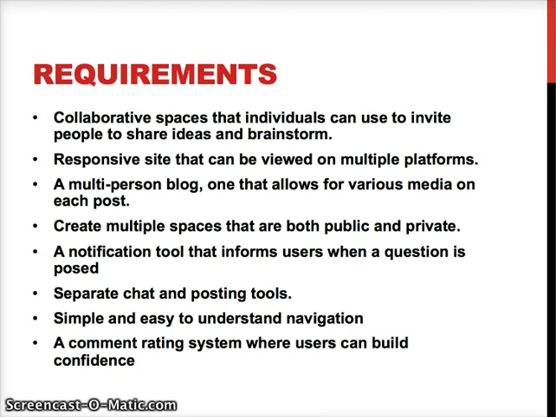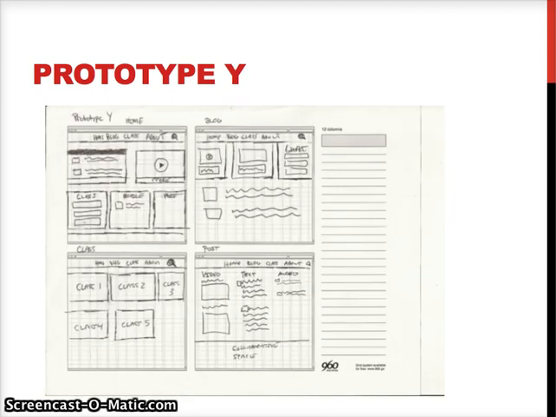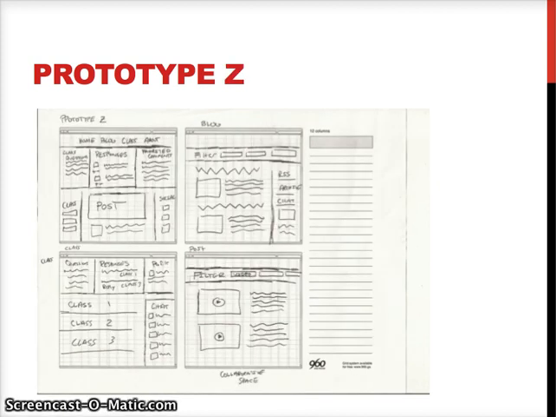The last couple of things were simple and easy navigation, which is a requirement for most websites, and a comment rating system, and the big idea behind that was building confidence. So moving on, we go into our prototypes. We have prototype X, which was built on the idea that this is an information consumer. Prototype Y, which is based on a consumer of media. And prototype Z, which was focused on the individual.